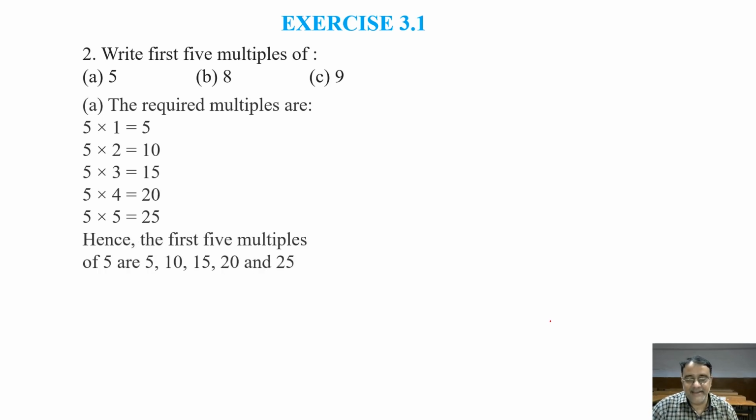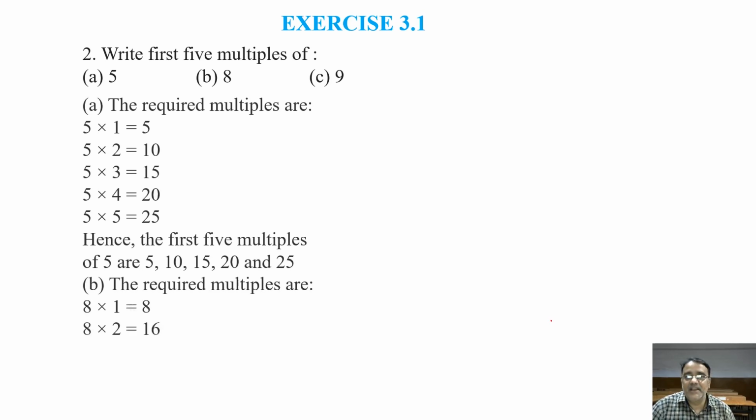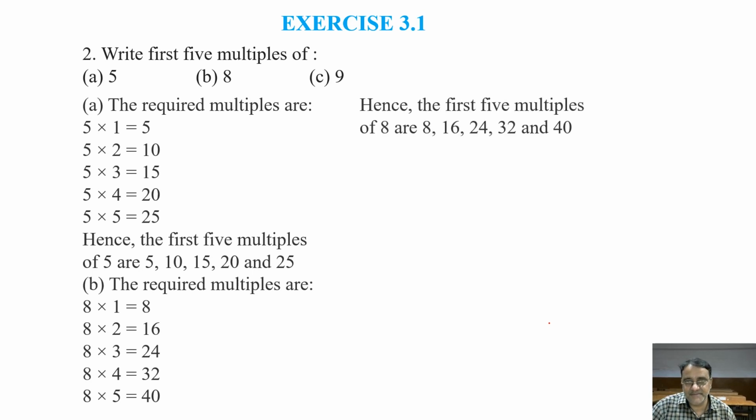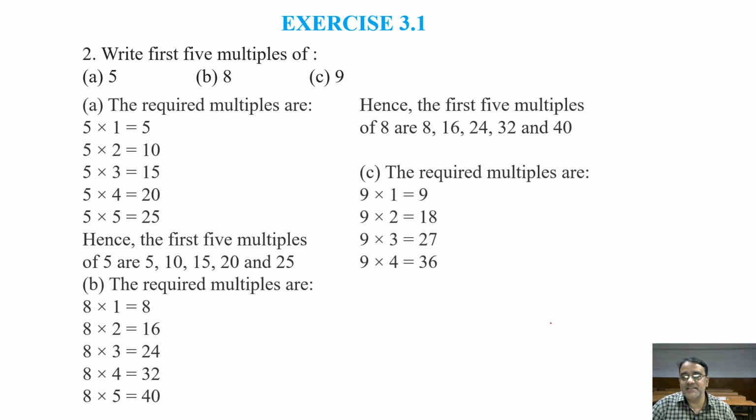Next 8. 8 into 1, 8. 8 into 2, 16. 8 into 3, 24. 8 into 4, 32. 8 into 5, 40. So 8, 16, 24, 32, 40 are the multiples of 8. Now coming to the last bit, the ninth one. 9 into 1, 9. 9 into 2, 18. 27. Then 36. Then 45. So 9, 18, 27, 36, 45 are the required first 5 multiples of 9.